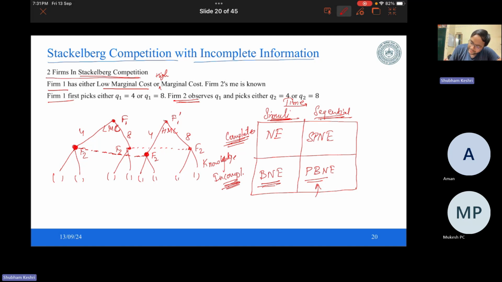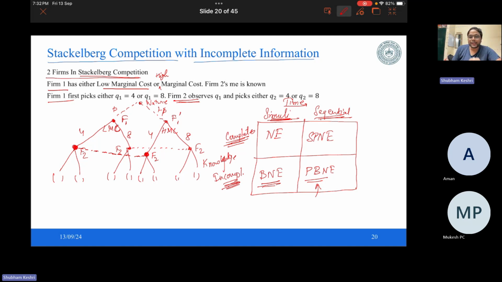And what you can say is firm 1 and firm 1 dash, it is decided by nature. Nature is the one who is saying what kind of firm 1 is. So here nature plays. You can just give a probability. You can say with probability P, firm 1 is of type 1 and with probability 1 minus P, firm 1 is of type 2. Alright, so that is how you can do it.